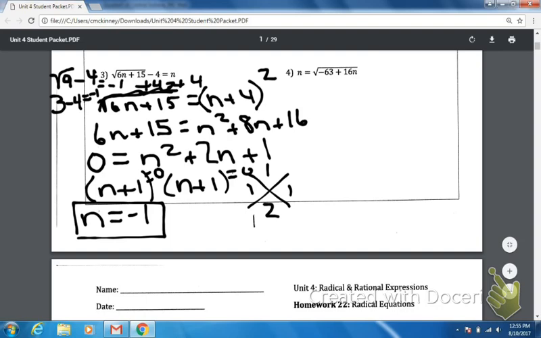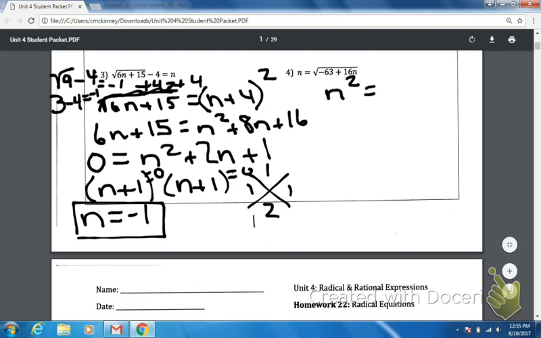On number 4, do we need to do anything before we square both sides? Nope. So we're ready to square both sides right from the get-go? That's pretty good. So what do I get when I square both sides then? Taylor, what do you think? You get a -63 plus 16n. And then what do I get on the other side when I square it?